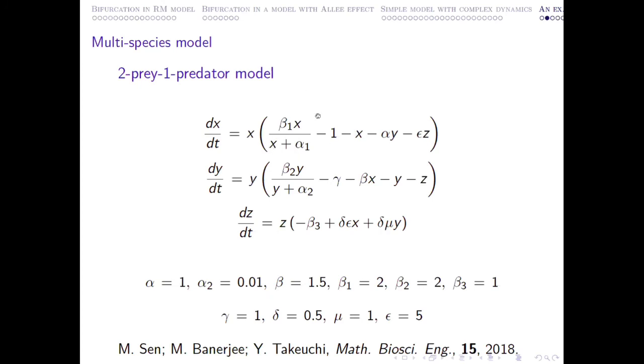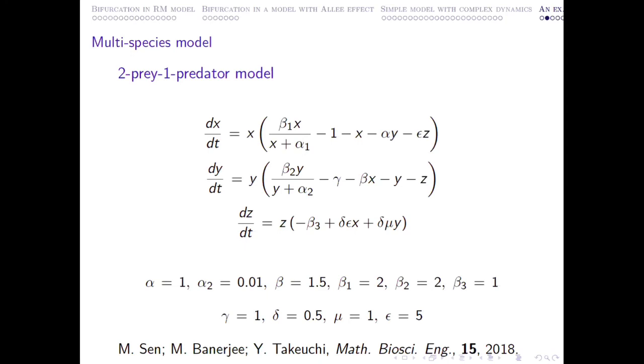And therefore, you can try to understand that there is a point of intersection between this curve, that is beta x1 by x plus alpha 1, and 1 plus x. Depending upon the number of points of intersection, it will give you the threshold, whether it is a weak Allee effect or strong Allee effect. If one point is negative and another point is positive, the Allee effect is weak. And if both the points of intersection are positive, then it is a strong Allee effect.